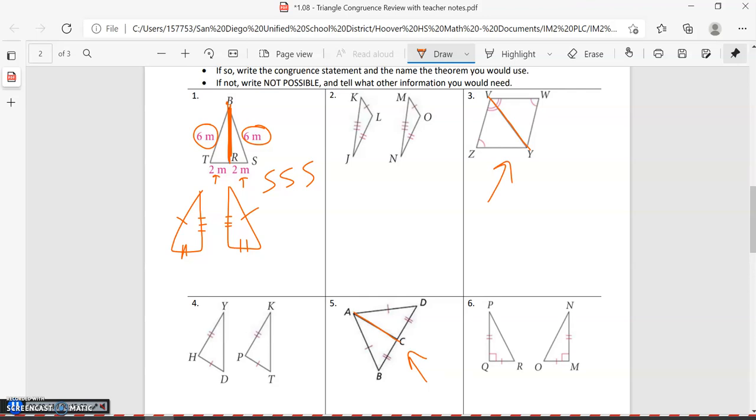And then 4 is one of the few in this assignment where we do not have enough information. So when you have two sides, if you go back to the postulates, you either need to have an angle that is equal or a third side that is equal. So we do not have enough information on question 4.